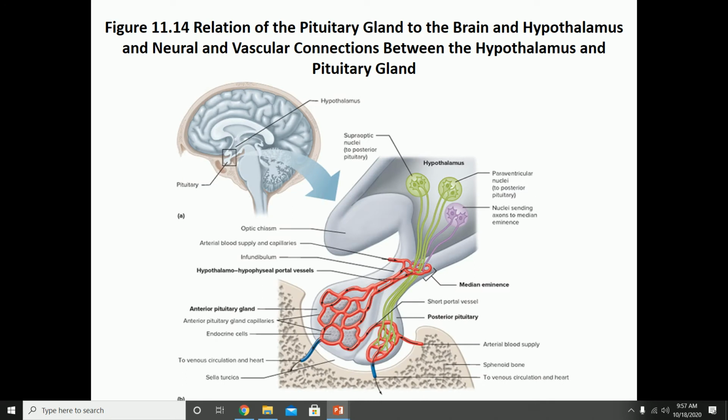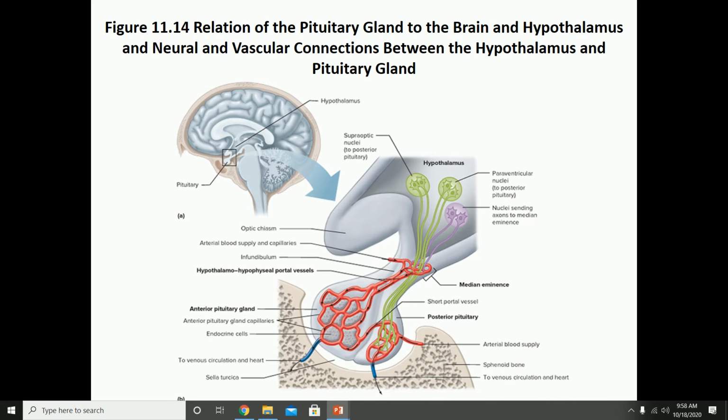Here you can see the representation of the relationship between the hypothalamus on the top and the pituitary gland right here. Remember, the pituitary gland is found in a bone socket found in the cranial cavity known as the sella turcica. Right there, sella turcica, which literally translates into the Turkish saddle. The hypothalamus, you can see here its cells, and it is connected to the pituitary gland through what is known as the infundibulum. The infundibulum has different things passing through it.